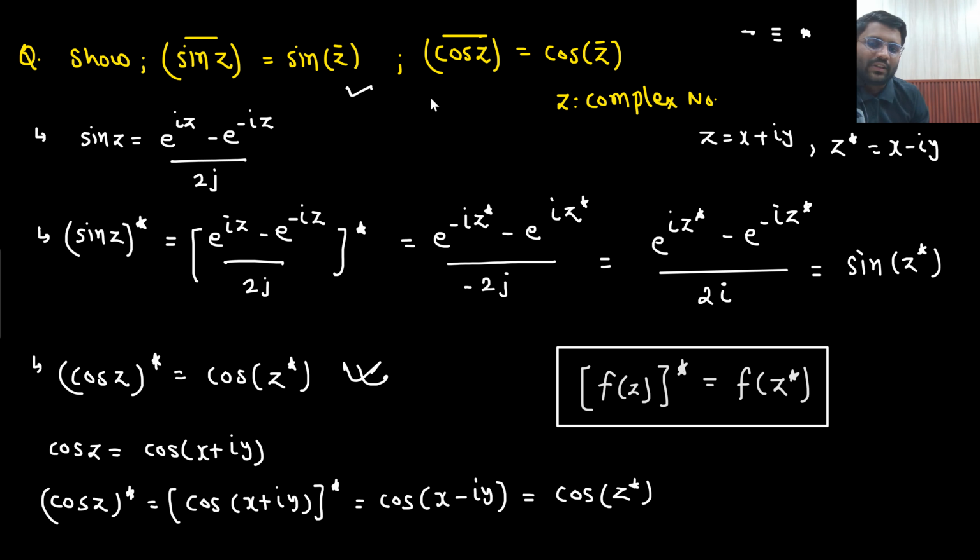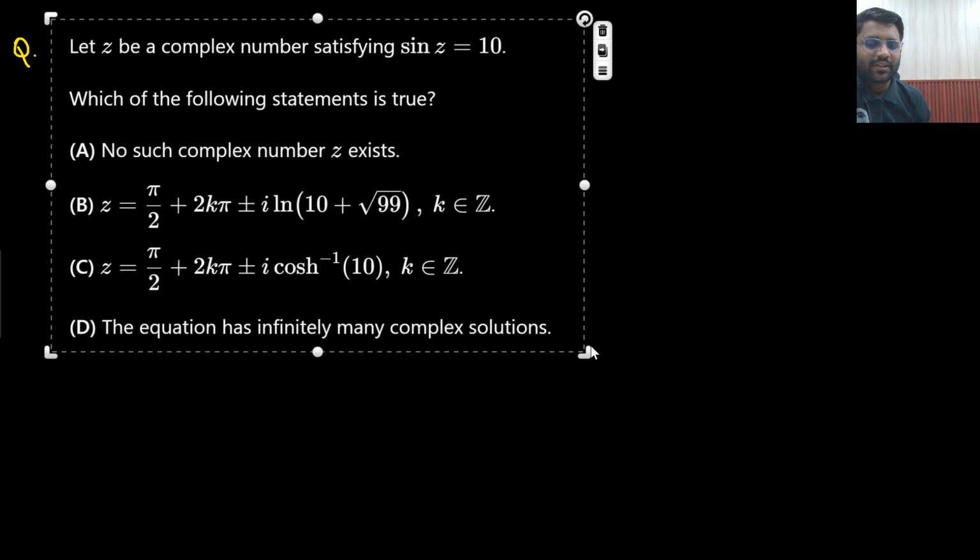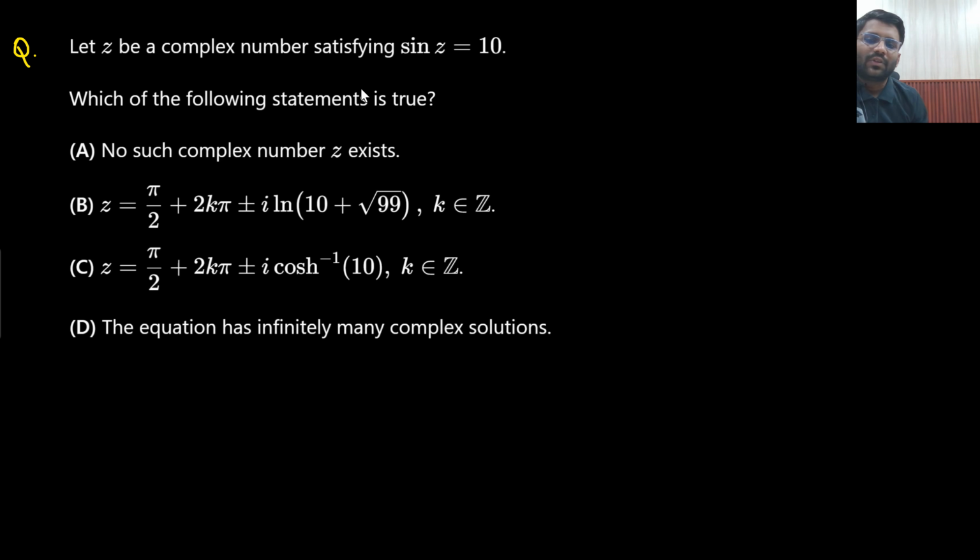So that's why I can prove both of the things. From here, one more thing I have proved, that f of z whole conjugate equals f of z conjugate. Understandable? Let's go to the next question. This is a very good question. It is a GATE PYQ, but in the GATE examination, the question was asked as: which of the following statements is true? Option A, no such complex number z exists. Option B, the equation has infinitely many solutions. Option C, the equation has one solution. Option D, none of the above.